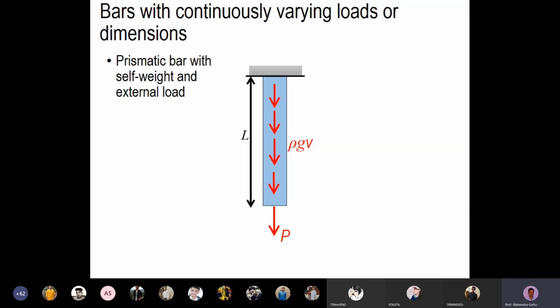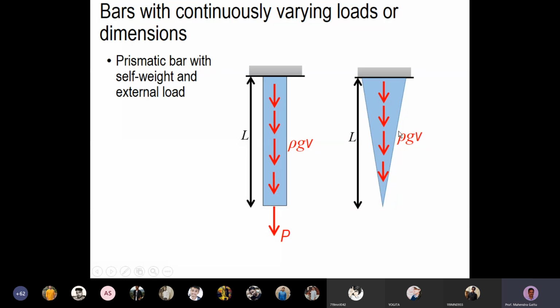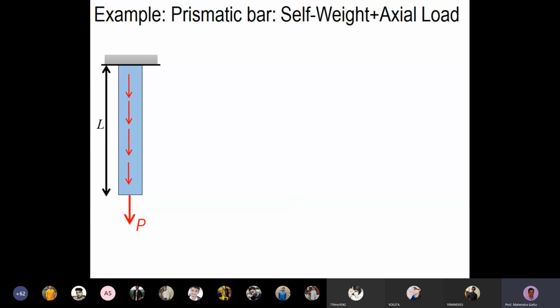So this is one case we'll study. Another case we'll study is a conical bar which is fixed at one end and hanging freely. We are looking at what the deflections will be, and what the axial stress distribution and strain distribution are here due to its self weight. So these two problems we'll study in today's class. Let's begin with the first problem.